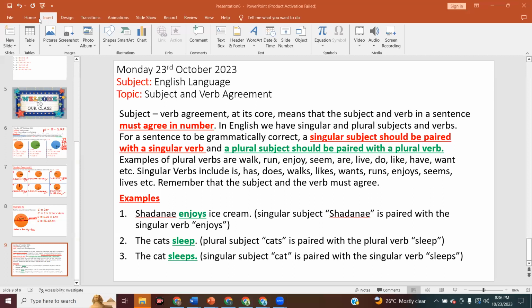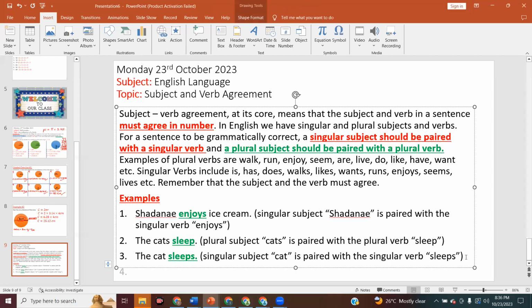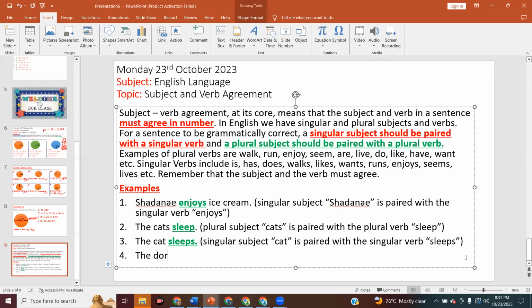I want us to do some more examples. Let me put the example there so that they can still benefit from the slide. The dog. I want you to put your answer inside the chat, please. Is it bark or barks loudly? Which is it?